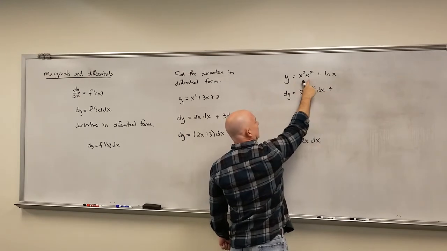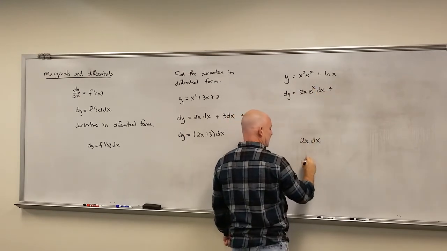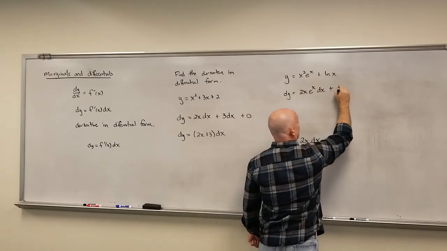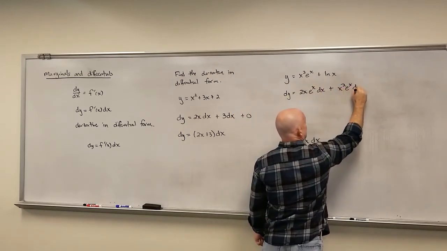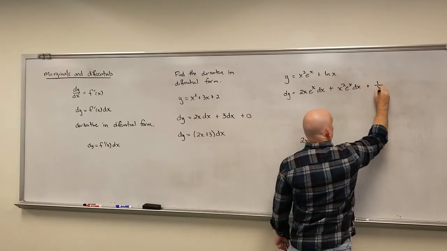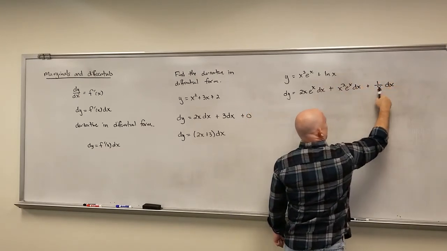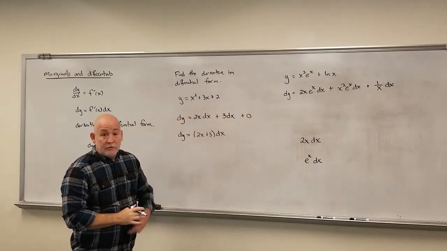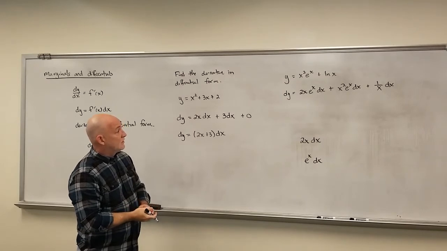Plus, and then we're going to take the derivative of e to the x. The derivative of e to the x will be e to the x dx, but we have the x squared there, so it'll be x squared e to the x dx. And the derivative of a logarithm is 1 over the argument times the derivative of that argument. Okay, so there's your answer. There's your derivative in differential form.